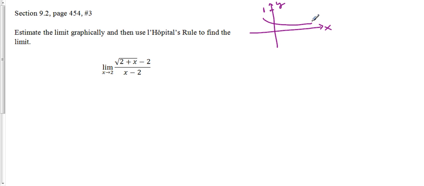The second thing to do is to substitute in. So let's do that. Substituting in means every time that I see an x, I put a 2 in. So this is going to give me the square root of 2 plus 2 minus 2 all over 2 minus 2. Well, I'm definitely going to get a 0 in the denominator. And this is going to be the square root of 4, which is 2. So I have 2 minus 2, and I'm going to get 0 over 0.